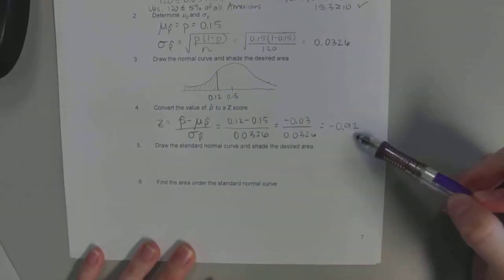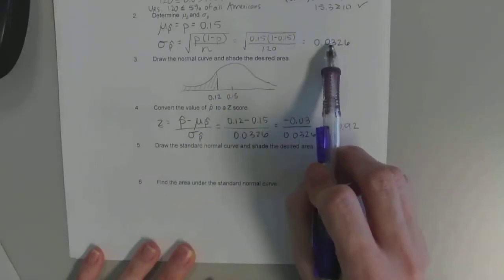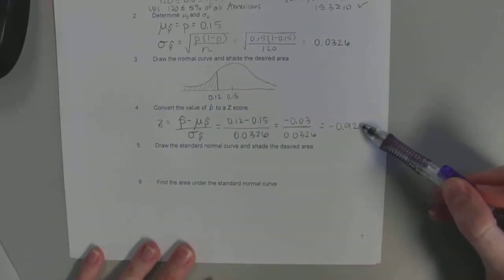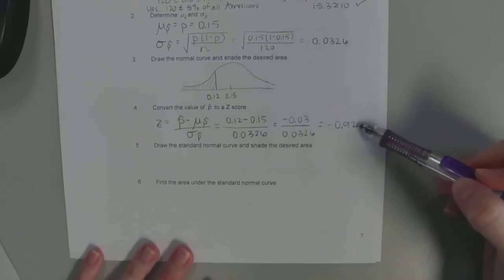Okay, so we're almost a full standard deviation away, right? This difference between 0.12 and 0.15 almost matches that exactly. So that's why it's almost exactly a -1, right? It's not quite a full standard deviation, so that's why it's a little short of a -1.